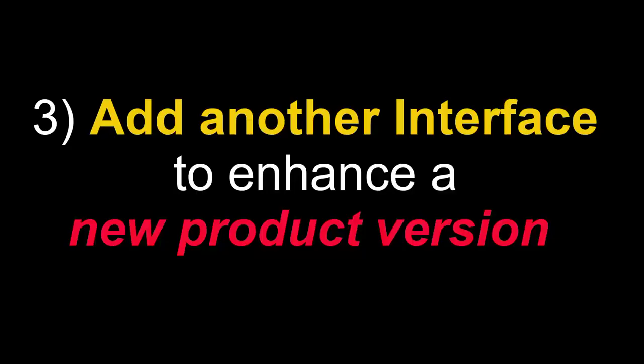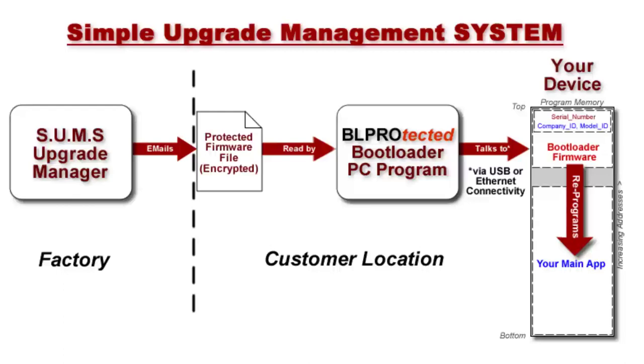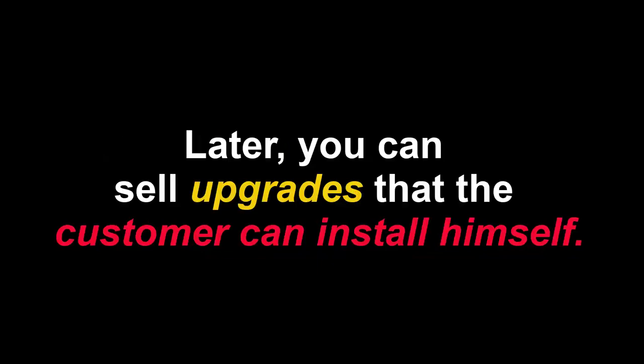Another reason is you might need another interface to enhance a new version of an existing product. The new interface you provide would add some valuable additional functionality that the original product didn't have. If your existing peripheral device also contains a bootloader, your customer can purchase your new version and upgrade the firmware and host software in his own home or office. This is especially helpful when you are first building out your product. You can get initial sales from a version that contains the most important capabilities, and then later when you have added additional capabilities, you can sell those extra features as upgrades that the customer can install himself.